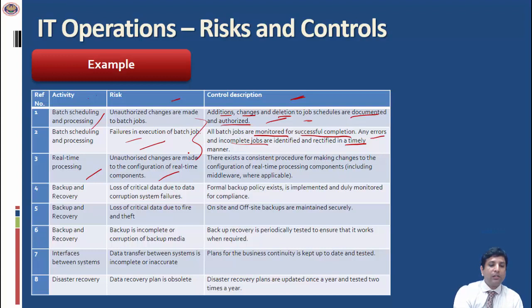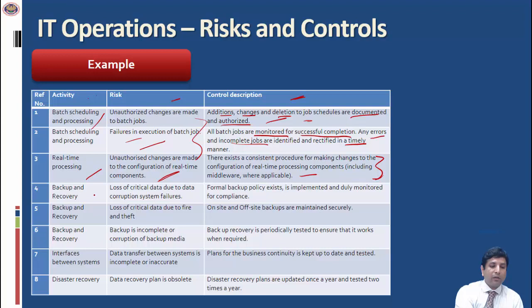Now, unauthorized changes to such configuration in real-time components will be mitigated by implementing a control whereby a procedure for making changes to the configuration of real-time processing components is put into place. So there is a process for managing the changes. This is likely similar to the change management process, where we have seen the IT infrastructure components need to be changed, or the process for making changes to IT infrastructure needs to be in a controlled manner.